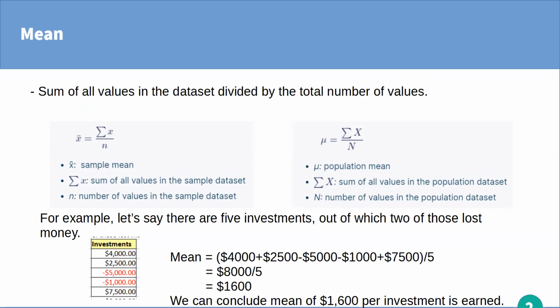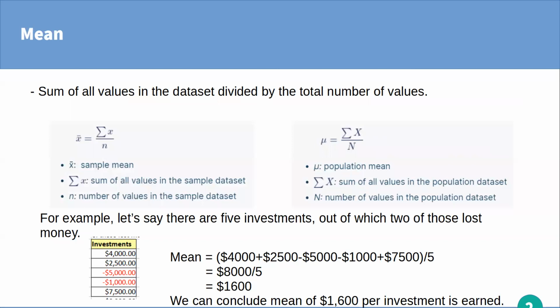Now let us look at the mean. Mean is also known as an average. It is a single value which is computed by summing all the values present in the data set and dividing it by the total number of the values. The formula for sample and population mean are the same. Only difference is in the data set.